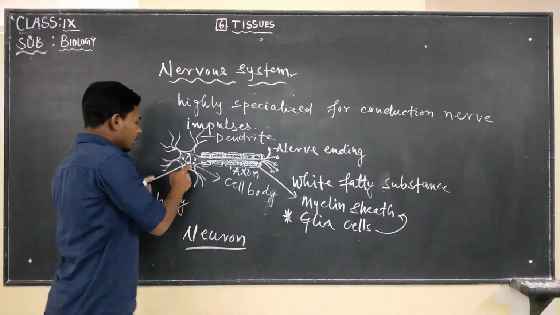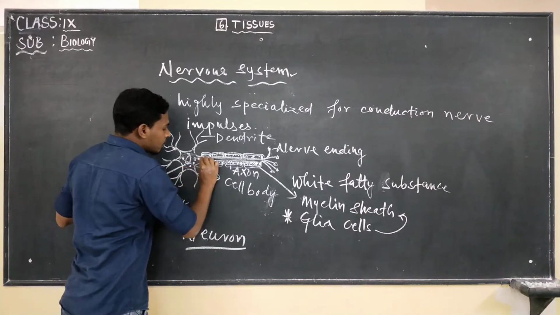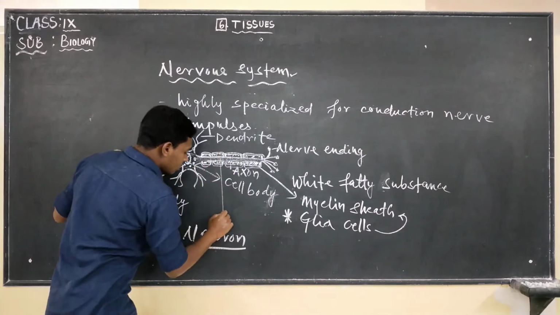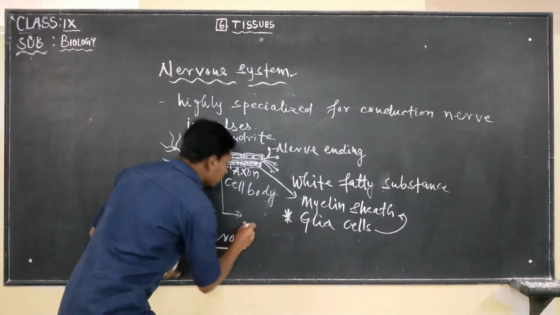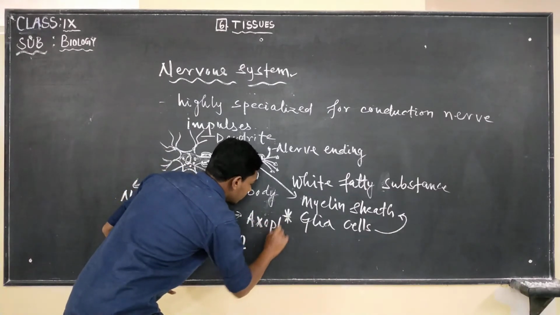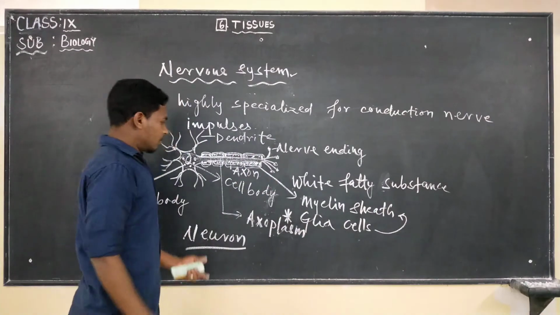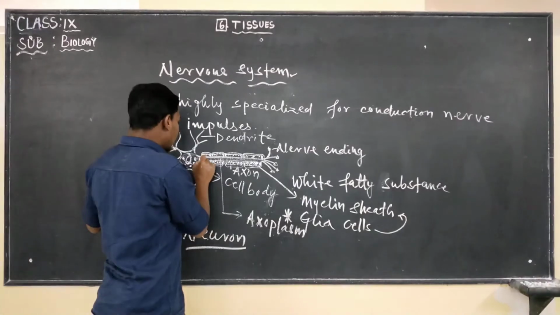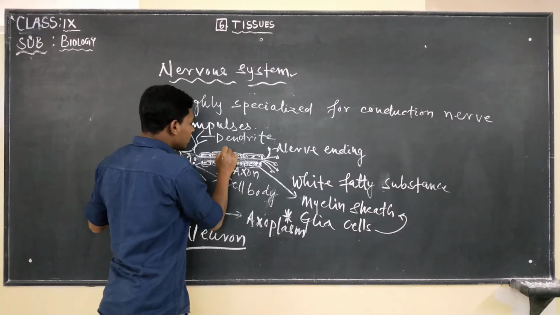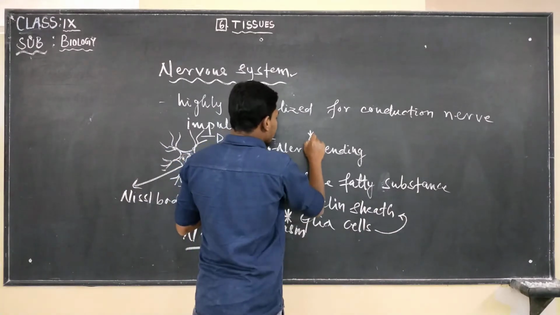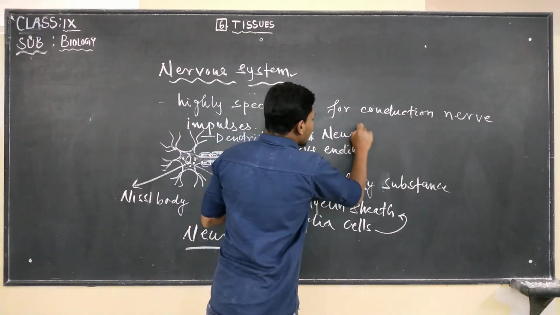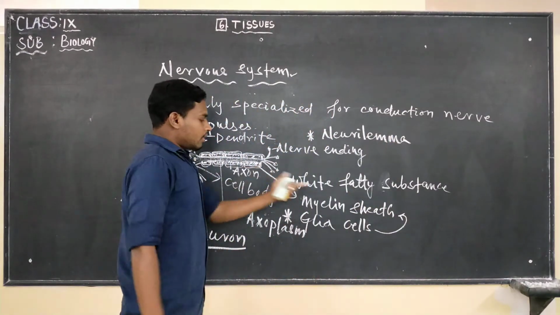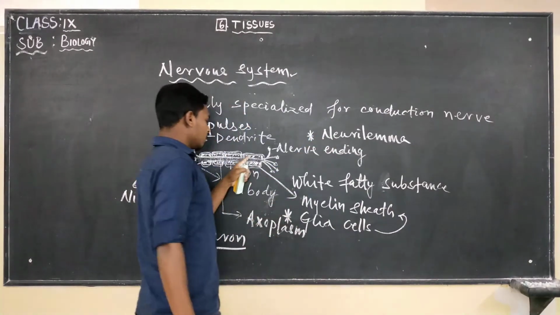Now we have cytoplasm in the axon. This cytoplasm is known as axoplasm. And this myelinated sheath or myelin sheath is covered by neurilemma. The myelinated sheath is covered by neurilemma.